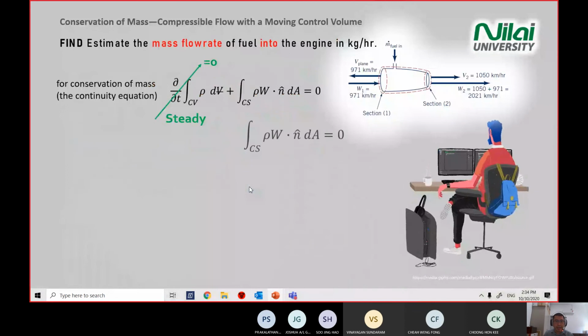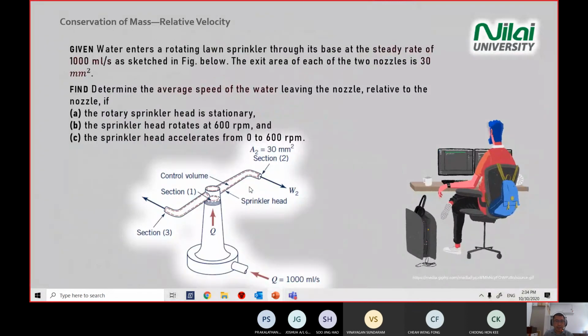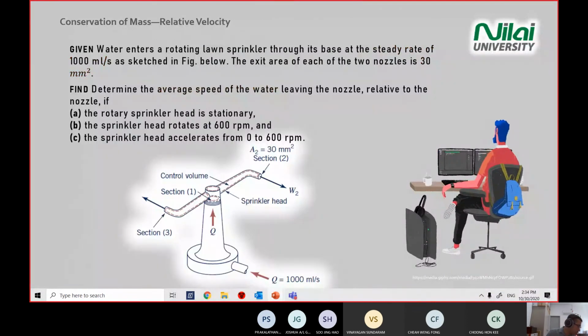Today we look at another application of this vector equation, which is your tutorial question 12. So we look at an application on a sprinkler head. I think this kind of question came out in one of the final year exams a few years back.